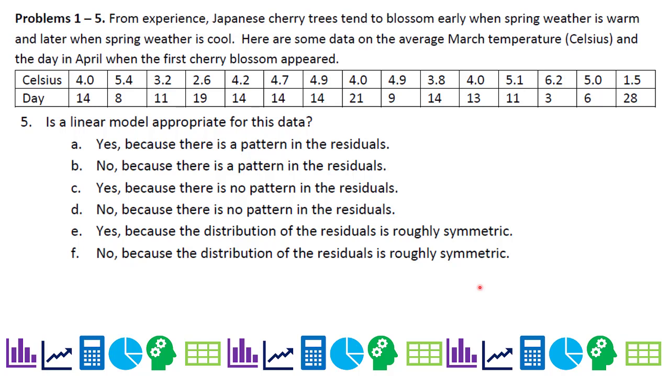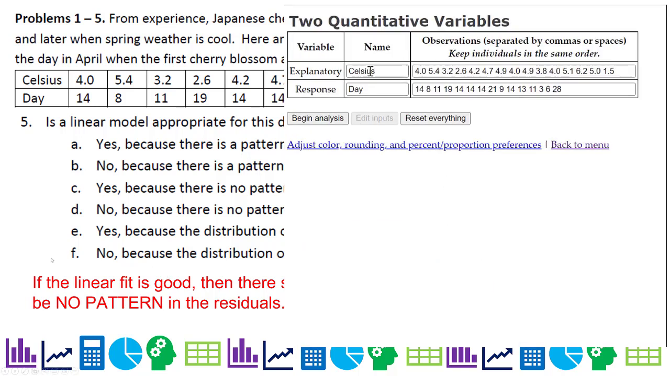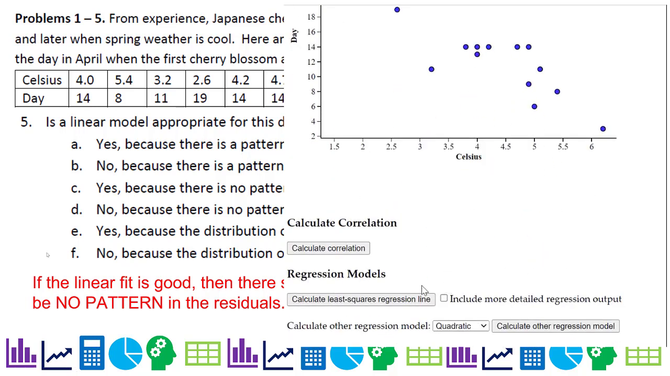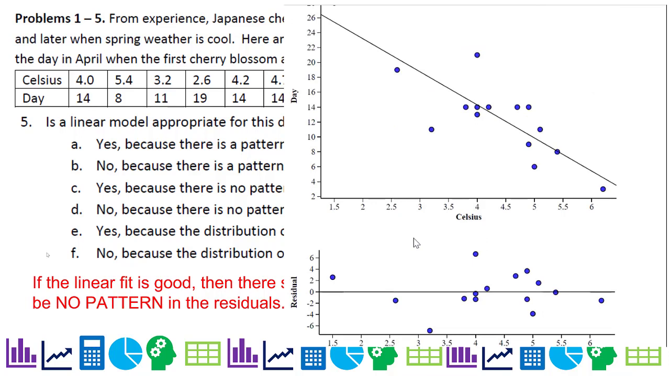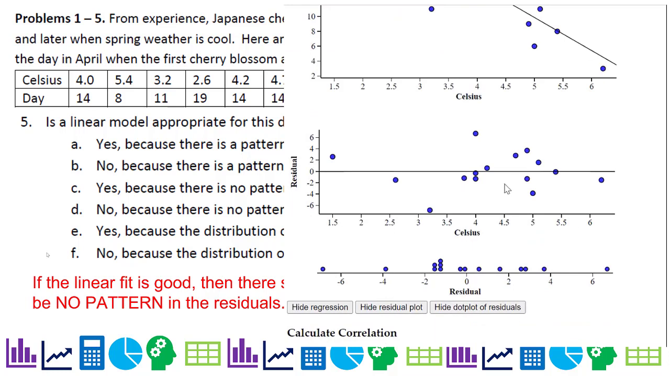Is a linear model appropriate for this data? If the linear fit is good, if it's appropriate, then there should be no pattern in the residuals. So we're going to take a look at the residuals using both Statplet and the TI-84. So I'm going back to Statplet where we have the data and then the scatter plot. If you want to see the residuals, you need to click calculate the least squares regression line. So I clicked on that, and you see that we get not only the scatter plot, but we also have the residuals. So this is a dot plot of the residuals, and we'll get into that a little bit more later. But usually what we're doing is we're just looking at this pattern right here.